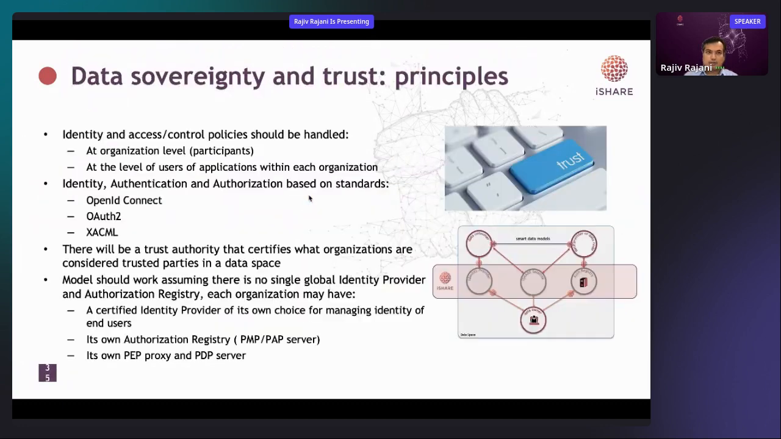I'll also go a bit deeper into these two verticals where the iShare framework covers them, and how they are covered. So how iShare fits in those building blocks basically. So data sovereignty and trust, as explained, the principles, because of the identification, authentication, authorization elements that are defined in iShare, that brings the data sovereignty and the trust principles in any data space.